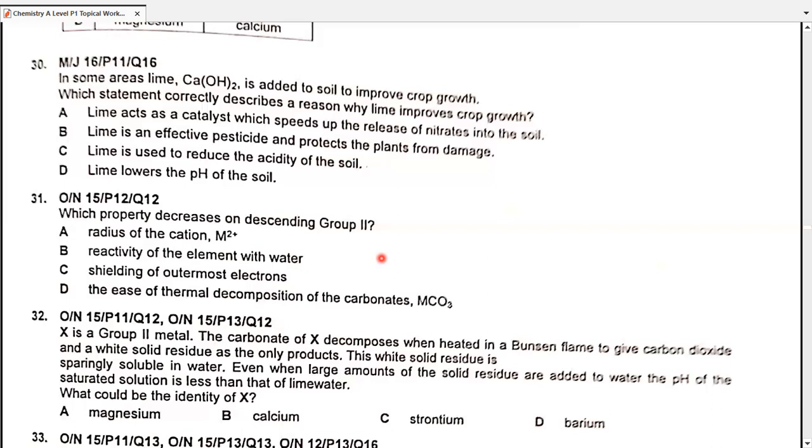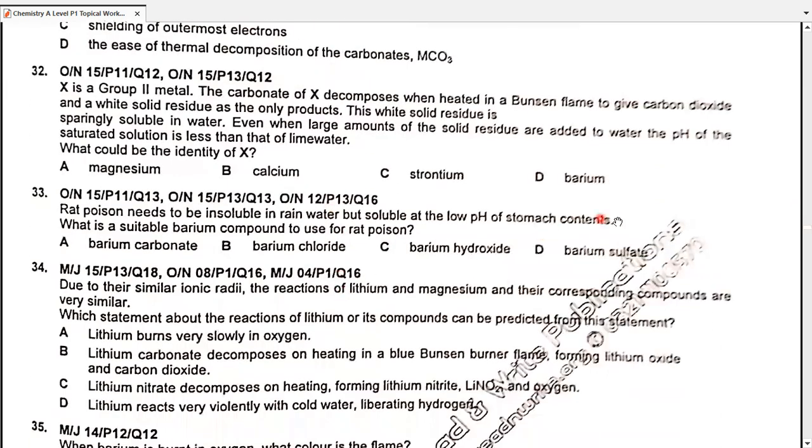32. Go ahead with 32. X is a group 2 metal. The carbonate of X decomposes when heated in a Bunsen flame to get carbon dioxide and a white solid residue as the only products. The white solid residue is sparingly soluble in water. Even when large amounts of the solid residue are added to water, the pH of the saturated solution is less than that of lime water. What could be the identity of X?